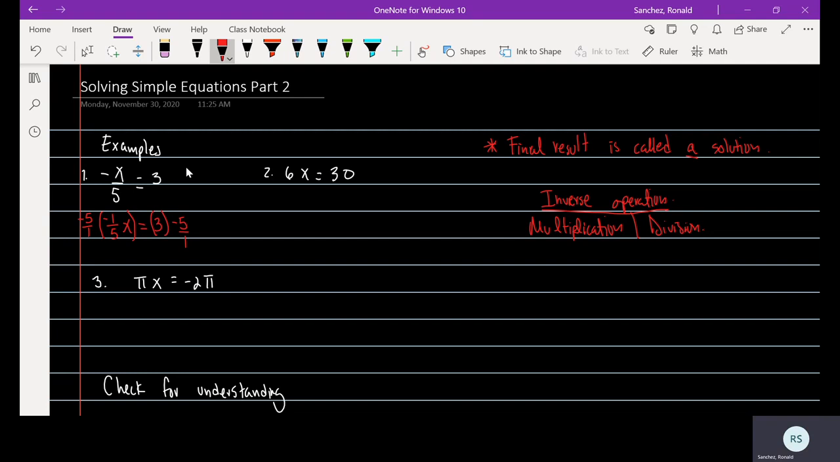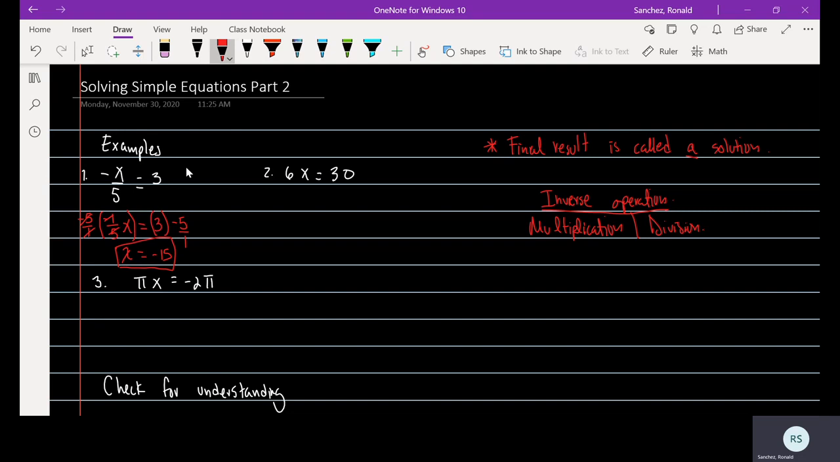Since I am multiplying by the reciprocal of negative 1 over 5, which is negative 5 over 1, this is going to simplify to 1 positive x. And check out what happens here. 3 times negative 5 is negative 15. Negative 15 divided by 1 is just negative 15. And that is how we solve this problem. Let's go ahead and jump into problem number 2.